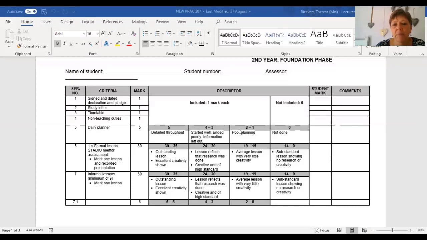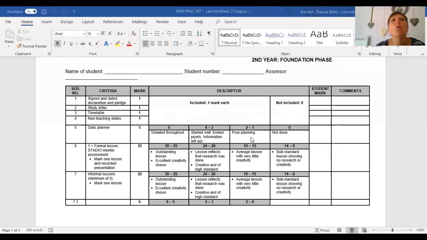And then if what they stated there is very skimpy, they left out a lot of blocks, and it doesn't look like a lot happened on every day during the week, then you will obviously give them a lower mark.